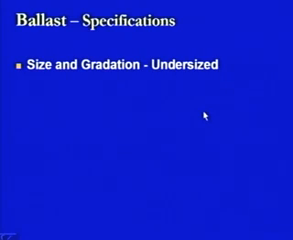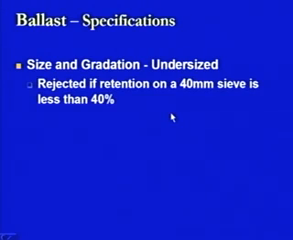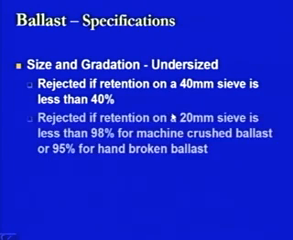Then another case related to gradation is the undersize. As we have seen in the case of the oversize, the material should not be smaller in size. Here it is to be rejected if the retention on a 40 mm sieve is less than 40%, or it is to be rejected if the retention on a 20 mm sieve is less than 98% for machine crushed ballast or 95% for hand broken ballast.